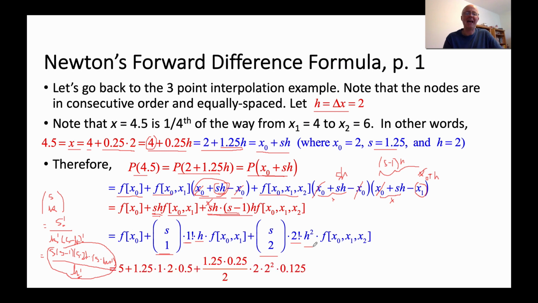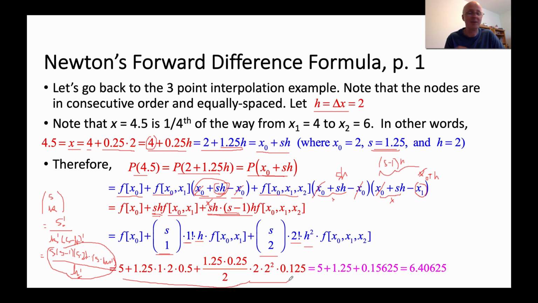If you plug in s equals 1.25 into this thing, you should double check that we get all this. And this does simplify to 6.40625, our quadratic approximation to the data when x is 4.5. I know that's really confusing.